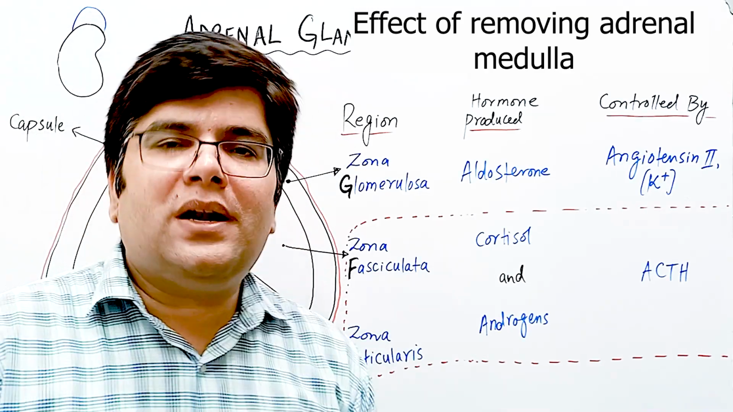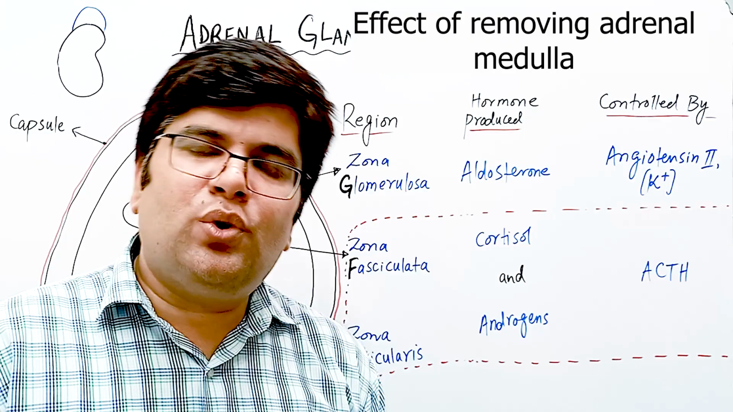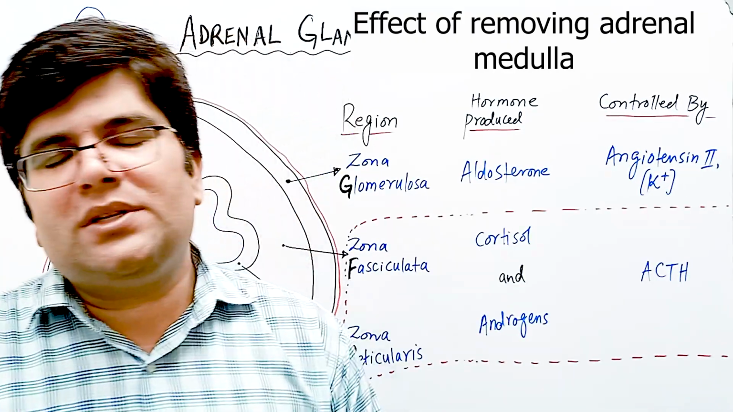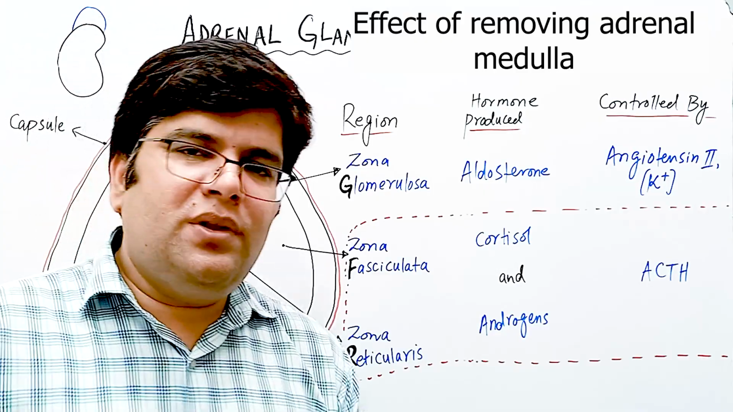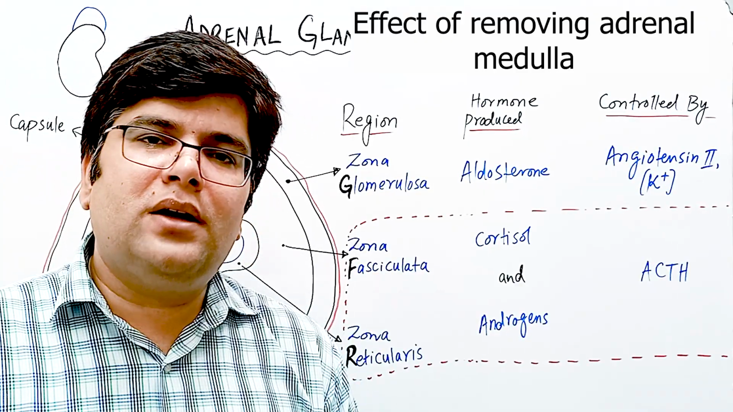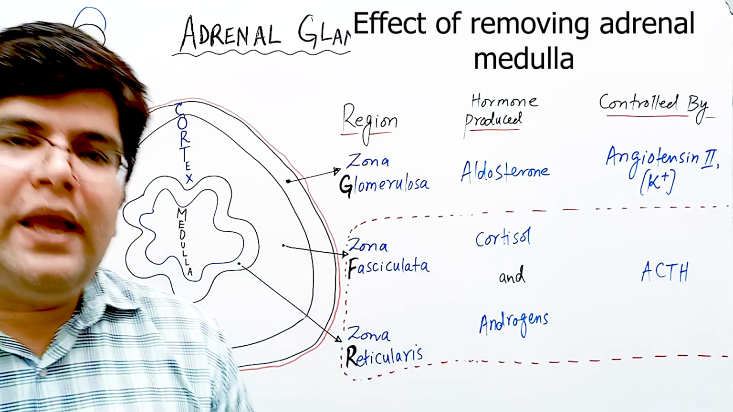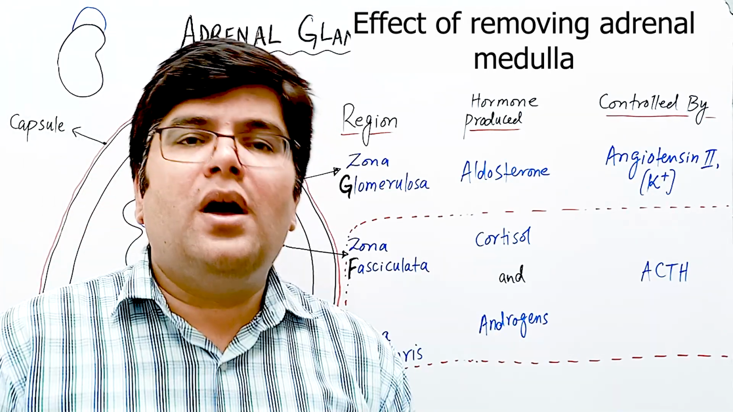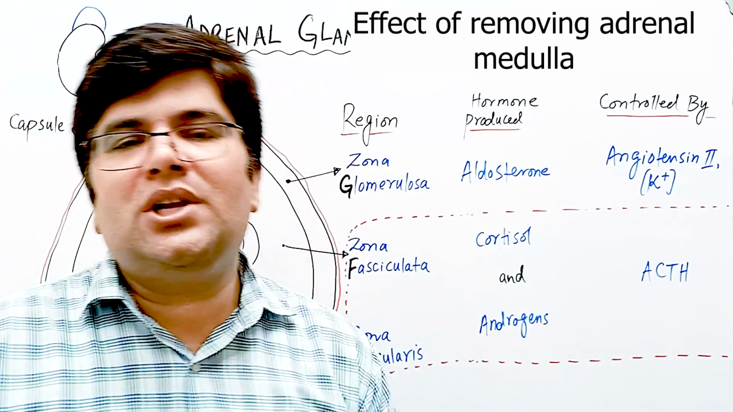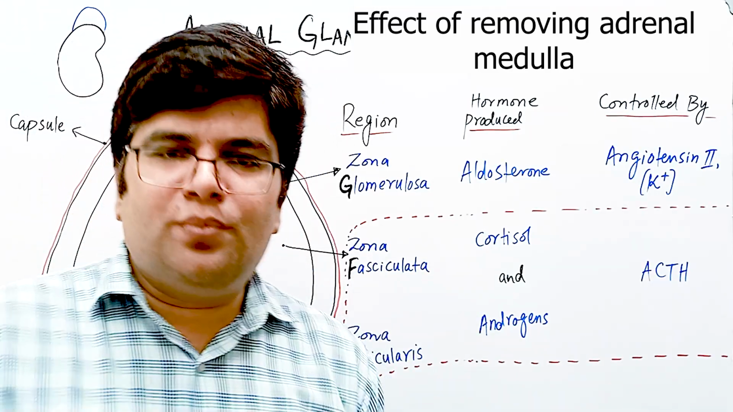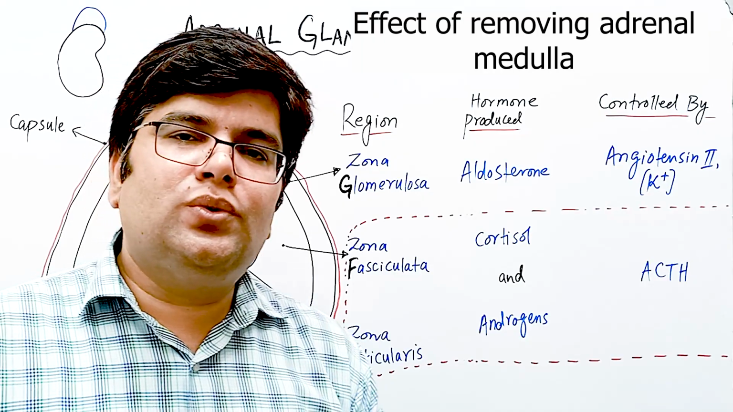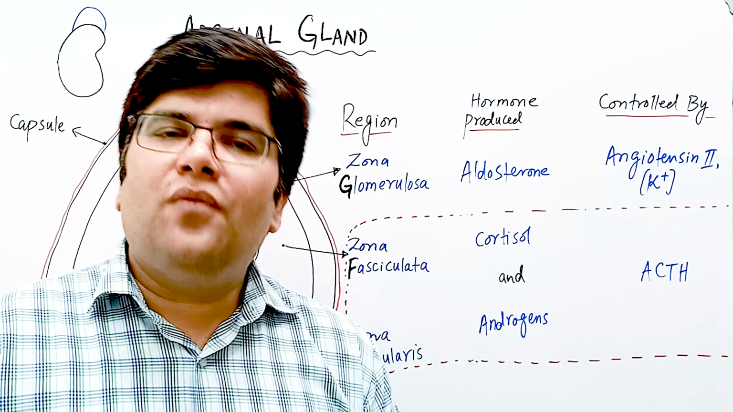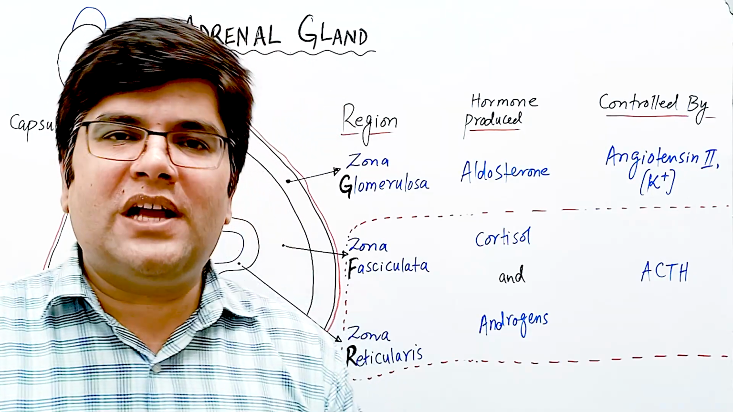Adrenomedulla is actually a part of your sympathetic nervous system. This produces two hormones, epinephrine and norepinephrine. 80% is epinephrine and 20% is norepinephrine, because norepinephrine is also released from the sympathetic postganglionic nerve fibers. Hence, even if we remove this adrenomedulla, the person will be able to survive. However, this will decrease the capacity of this individual to mobilize glycogen to provide glucose and also to cause lipolysis to provide fatty acids in stressful conditions, for example, during exercise and during exposure to cold.